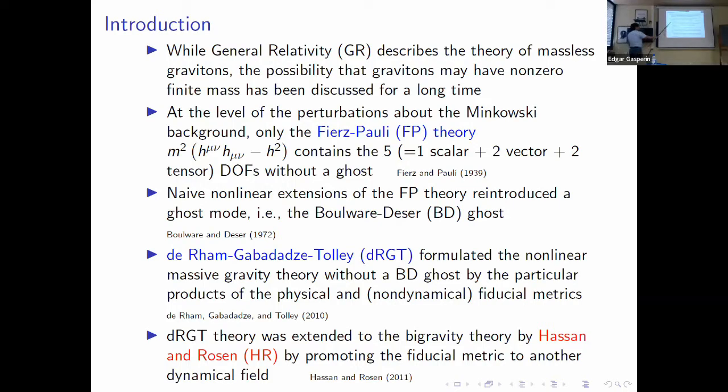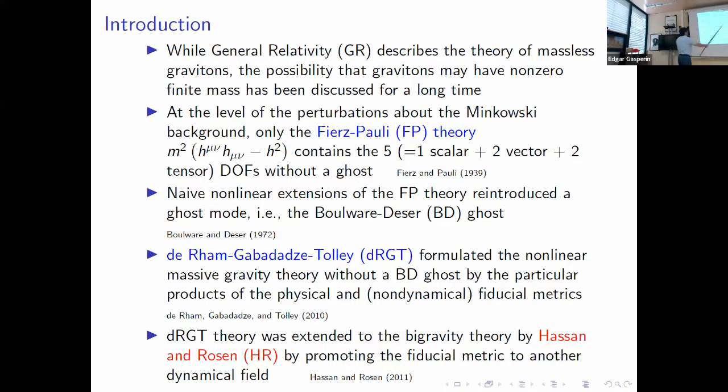When we consider some other coefficient, unlike the case equal to minus one, the higher derivative term in the scalar sector does not cancel out after the partial integration, and then the ghost appears. But if we consider only this particular combination, then the higher derivative term cancels out, and we don't have any ghost.